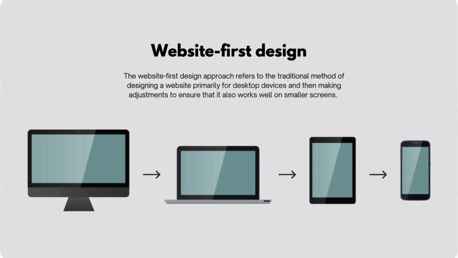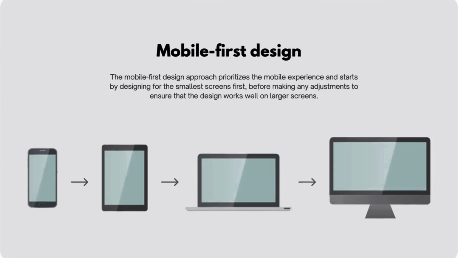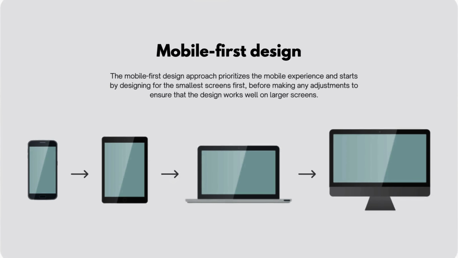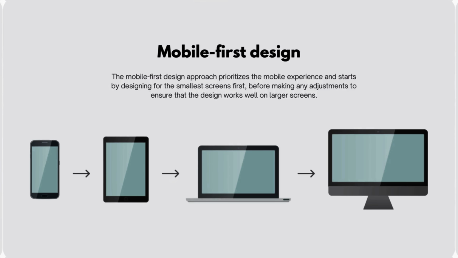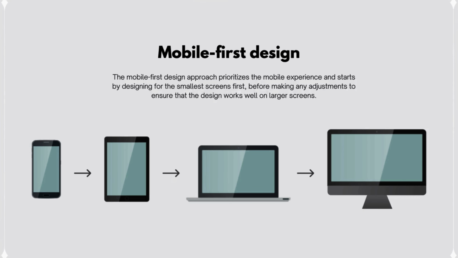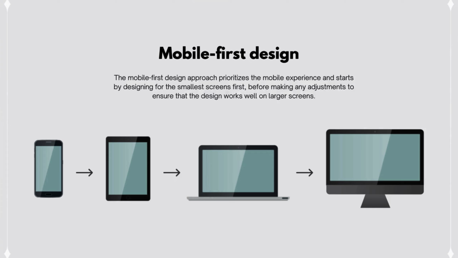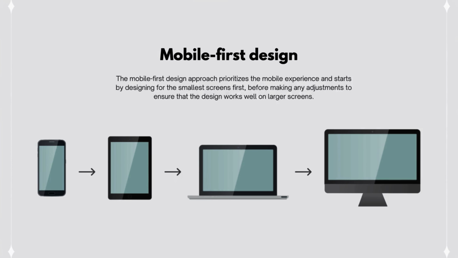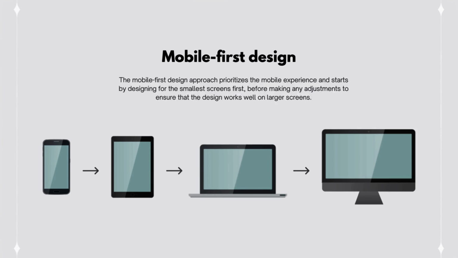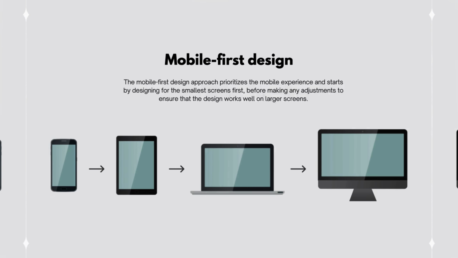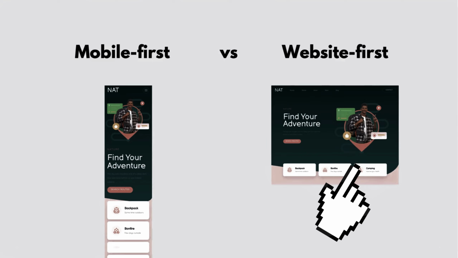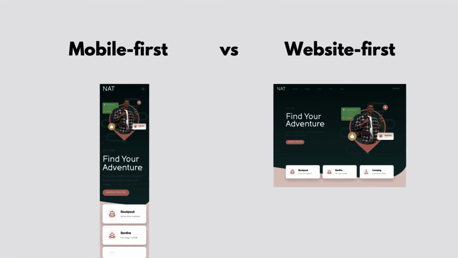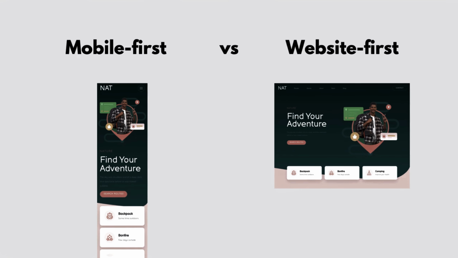over the mobile experience. The mobile first design approach, on the other hand, prioritizes the mobile experience and starts by designing for the smallest screens first, before making any adjustments to ensure that the design works well on larger screens. This approach recognizes the growing trend of users accessing the internet primarily from their mobile devices and prioritizes the needs of this audience.